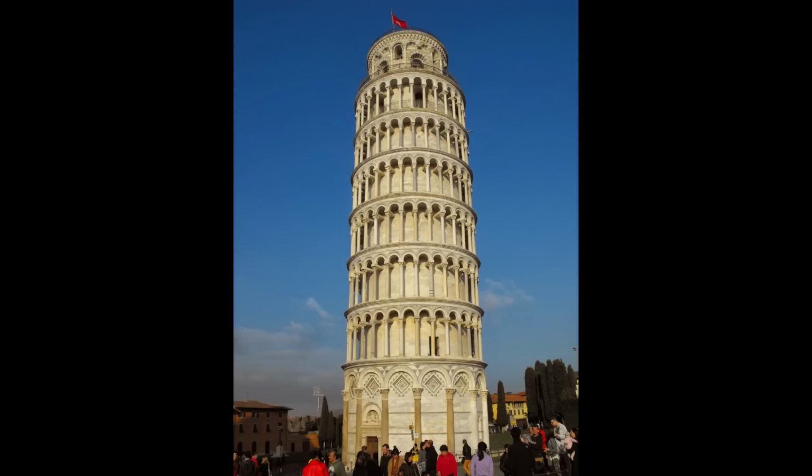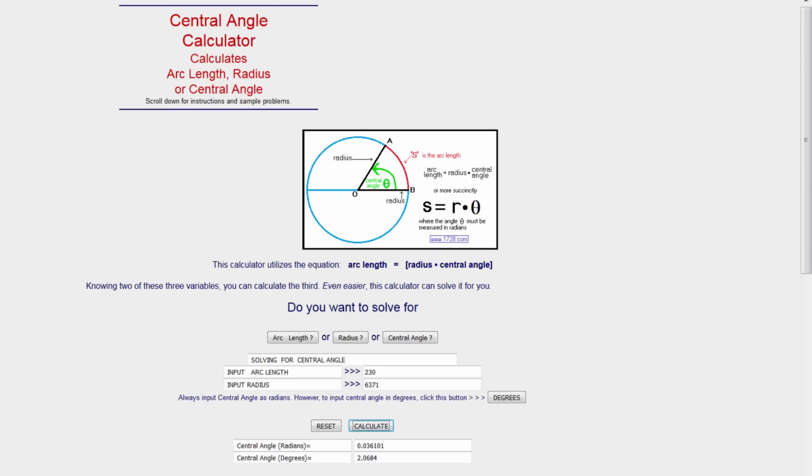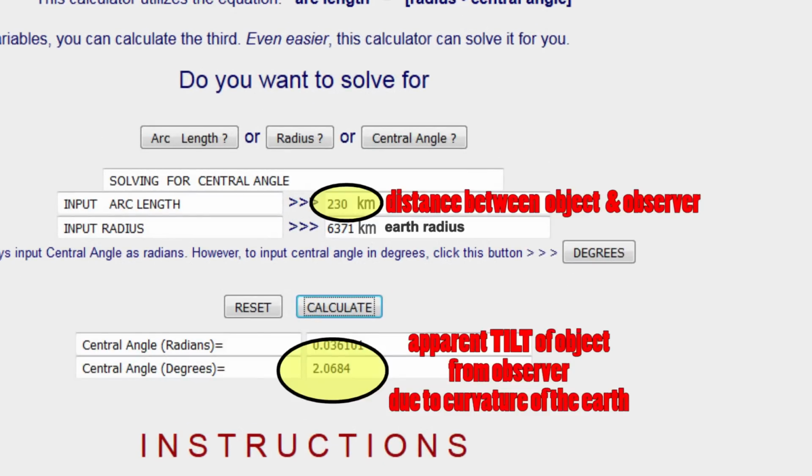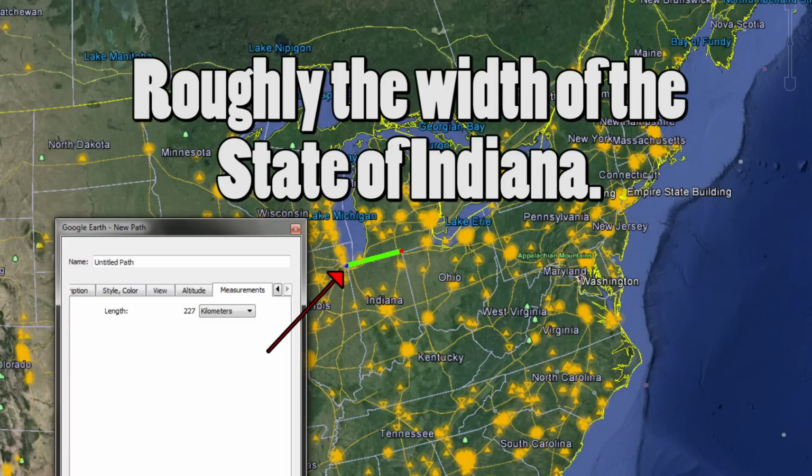I mean, the Tower of Pisa is inclined at 4 or 5 degrees, and that's perceptible. But in order for us to discern a 2-degree angle, a naturally occurring angle of inclination due to the curvature of the Earth, we'd have to look at an object that's 230 kilometers away. And how are we going to do that? And that's only a 2-degree angle at such a great distance.